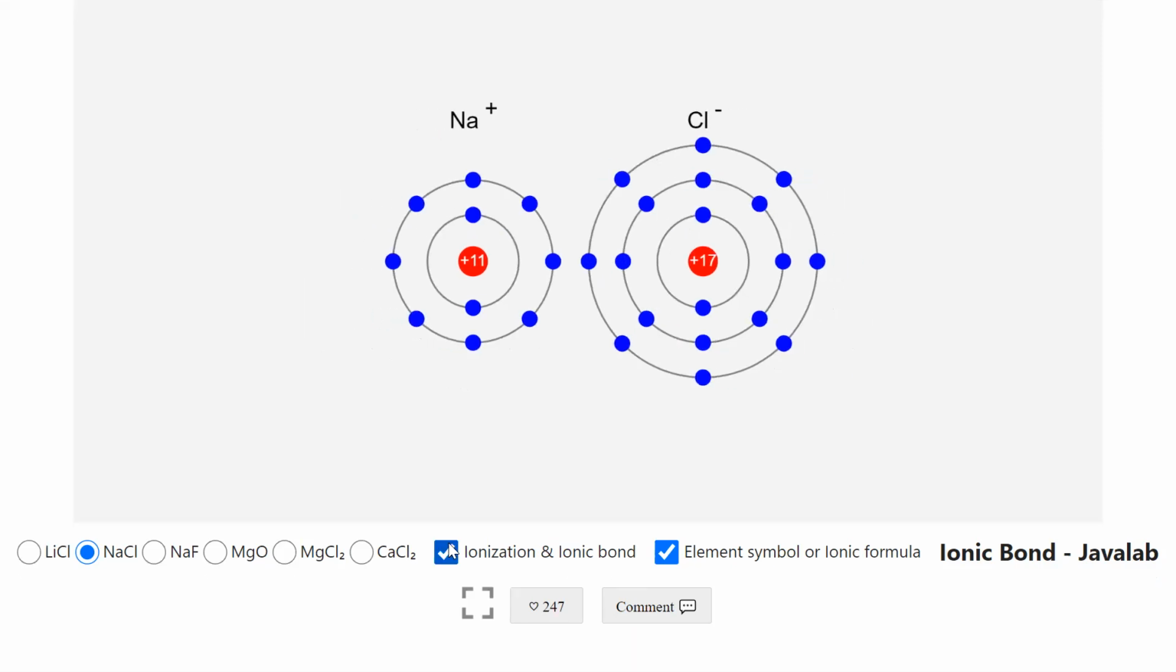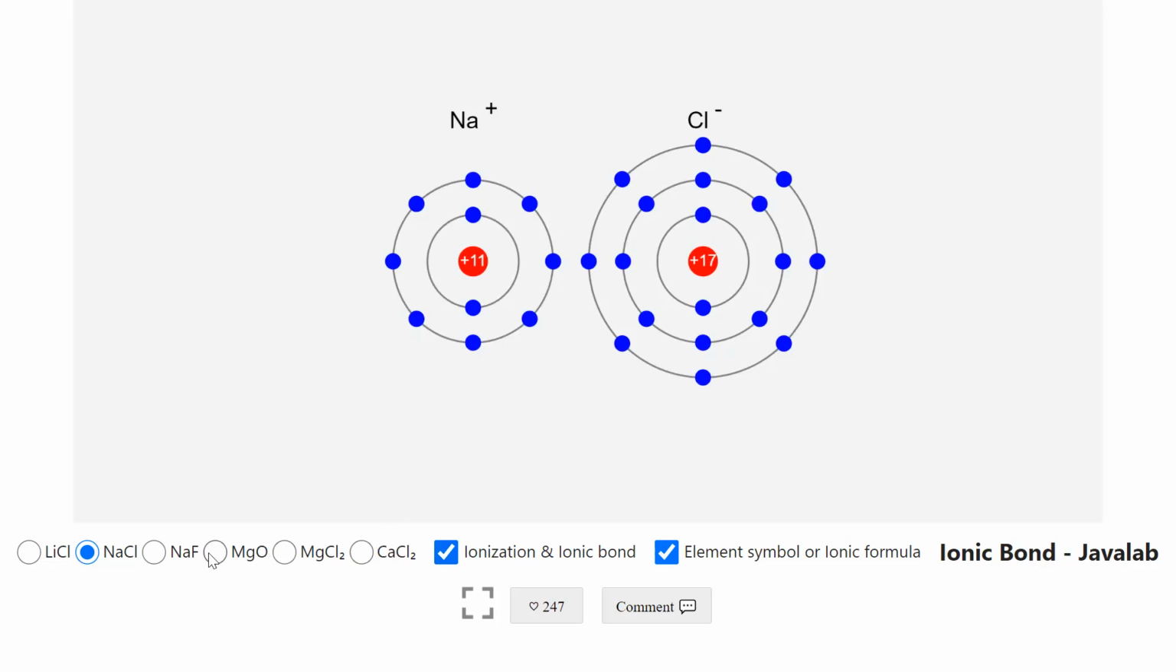You see that? Now, this is what is formed. This is the name of the compound formed, sodium chloride. This will attract, and you find that the charges are equal. That's 1 plus, 1 minus. Okay? Let's look at another one.